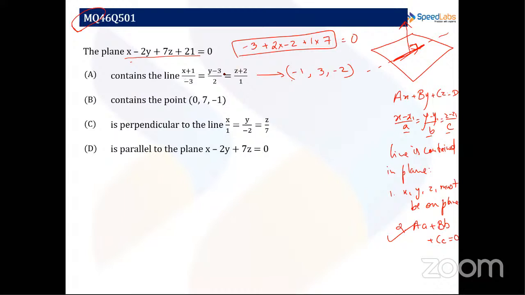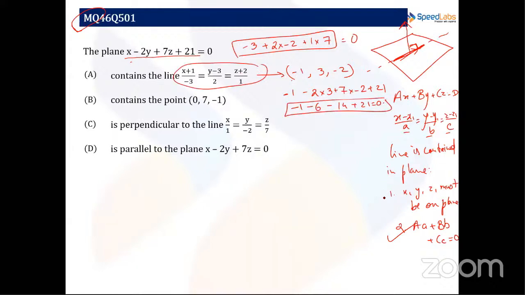So let's satisfy this point. Minus 1 minus 2 into 3 plus 7 into minus 2 plus 21. So it is minus 1 minus 6 minus 14 plus 21. So it is coming out to be 0. That means this line is satisfying both our conditions. So answer A is correct. Let's move to the next question.